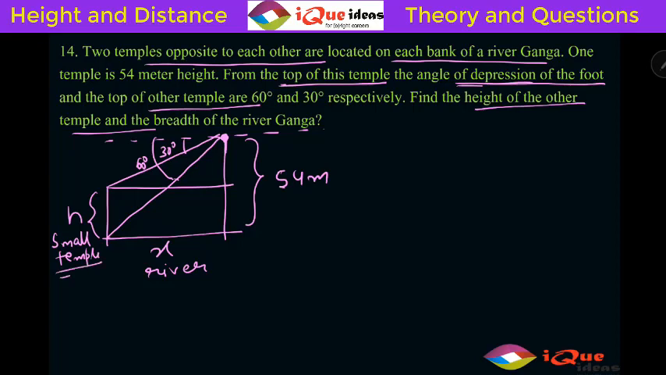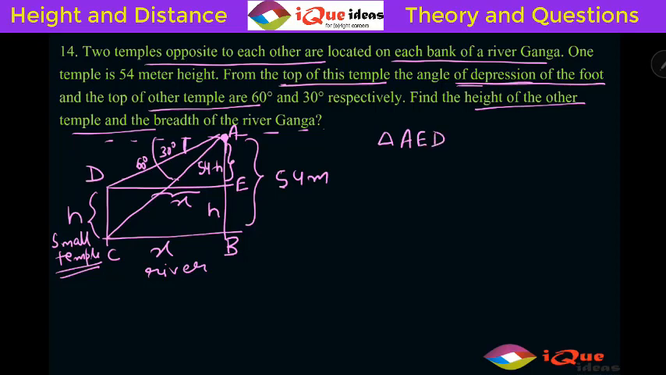This example is exactly the same as the previous question. So this is h. This length will become 54 minus h. And this length will become x. Right? Let's give some names. I'll take the same names A, B, C, D, and this point as E. Look at triangle AED. Now before that, let's do one thing.